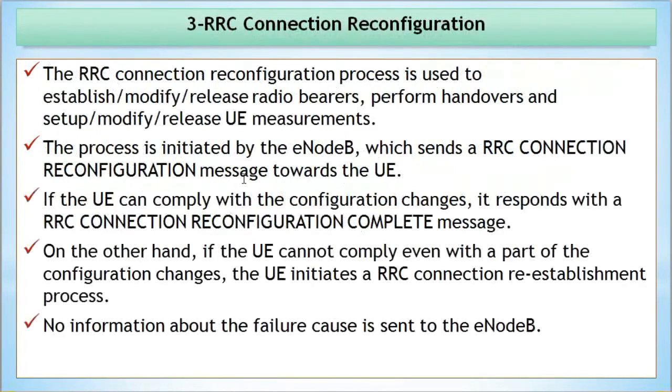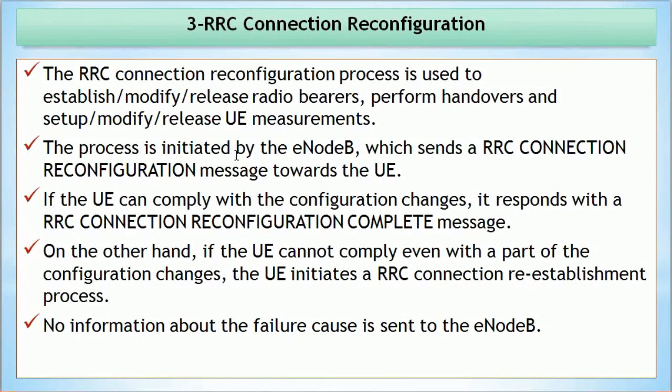Next point is RRC connection reconfiguration. This is the third process of LTE. The RRC connection reconfiguration process is used to establish, modify, release radio bearers, perform handovers and set up, modify, release UE measurements. And the process is initiated by the eNode B, which sends an RRC connection reconfiguration message towards the UE. And if the UE can comply with the configuration changes, it responds with an RRC connection reconfiguration complete message.